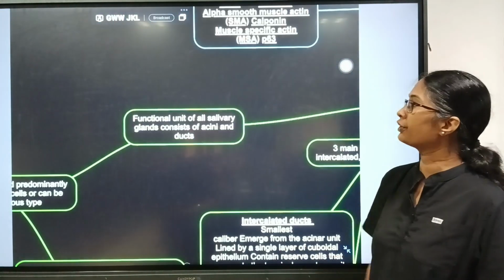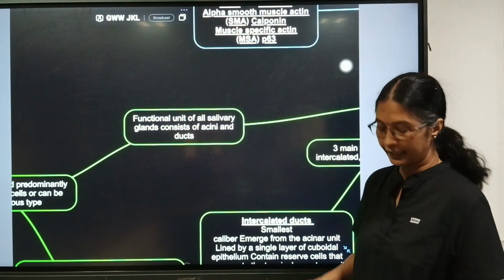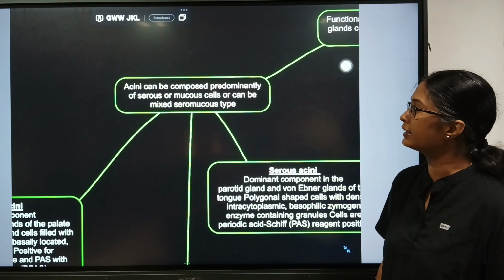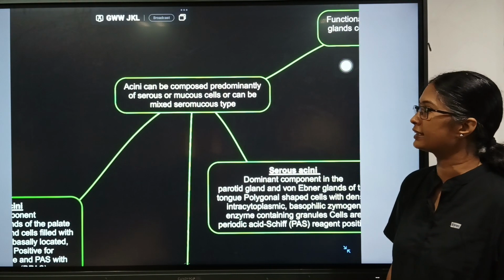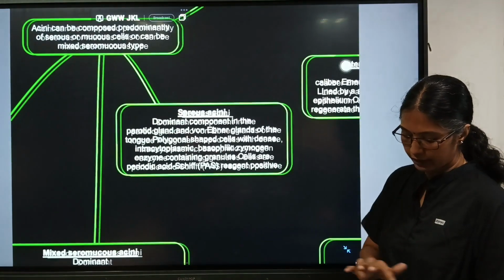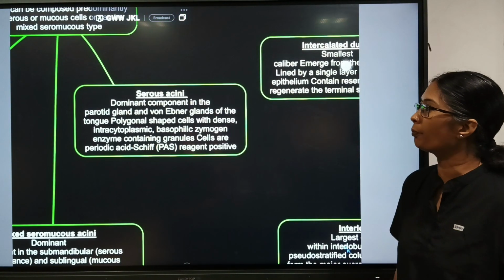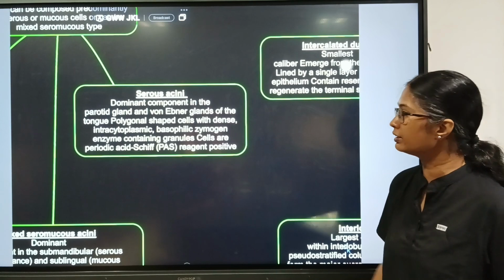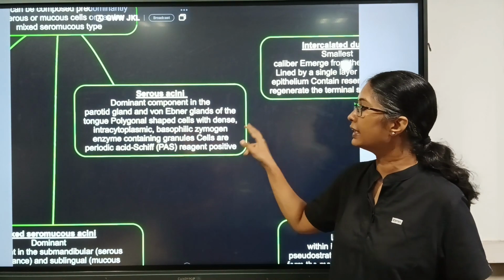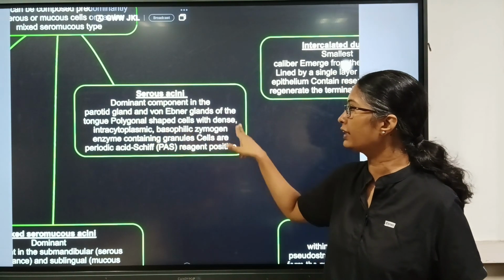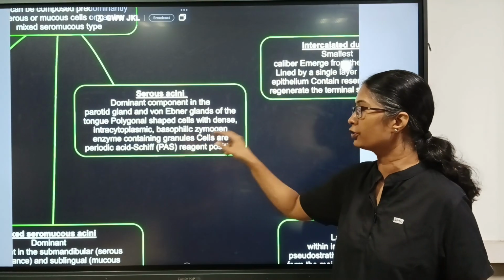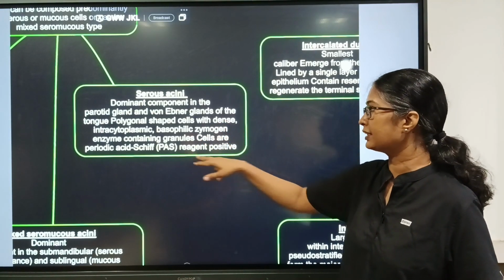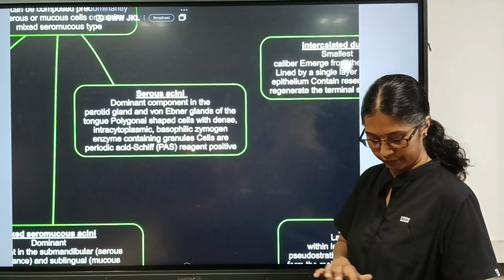The functional unit of salivary glands consists of acini and ducts. Acini can be composed predominantly of serous or mucous cells, or can be mixed seromucous type. So what are serous acini? They are the dominant component in the parotid gland and the von Ebner glands of the tongue. They are polygonal in shape with dense intracytoplasmic basophilic zymogen enzyme-containing granules. That differentiates the serous from the mucous cells, which are periodic acid-Schiff reagent positive.